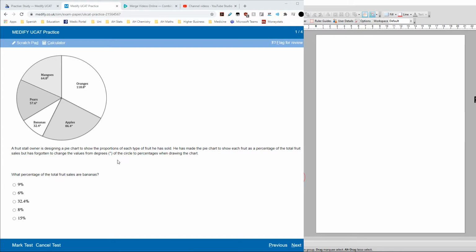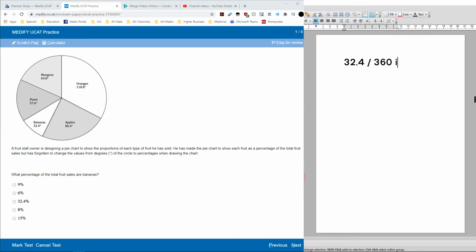A fruit stall owner is designing a pie chart to show the proportions of each type of fruit he has sold. He's made the pie chart to show each fruit as a percentage of the total fruit sales, but has forgotten to change the values from degrees of the circle to percentages when drawing the chart. So what percentage of the total fruit sales are bananas? Right, so bananas is 32.4 degrees, and if you remember, to convert degrees in a pie chart into a percentage, we get the value, 32.4, and we divide it by 360, which is the total number of degrees in the circle.